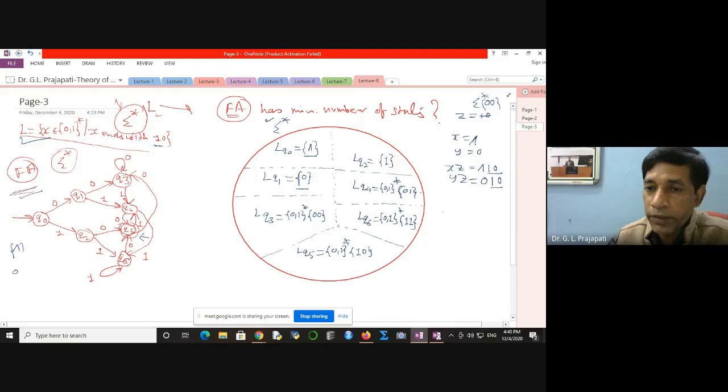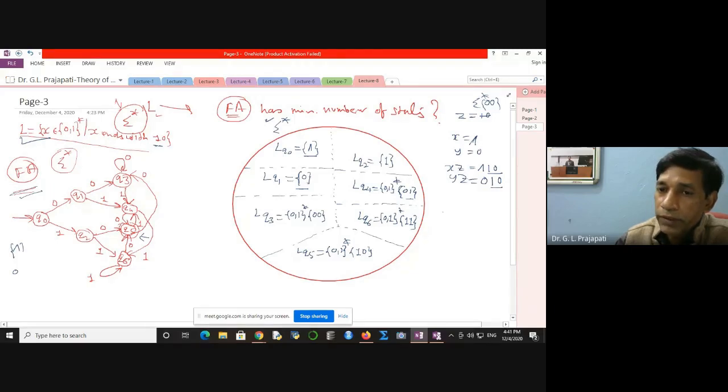If you take any strings that end in 01, then xz ends in 01, and yz also ends in 101, and both are not in the language. If you take the string like this, x has the 1 here and y also has the 1 here. It means xz and yz both are not in the language.